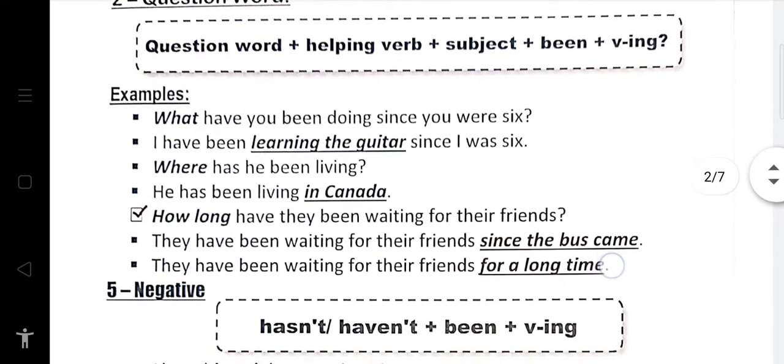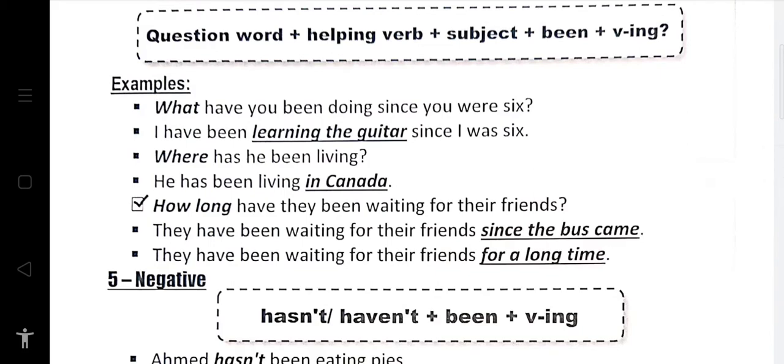Let's see some examples. What have you been doing since you were 6? I have been learning the guitar since I was 6. Where has he been living? He has been living in Canada. How long have they been waiting for their friends? They have been waiting for their friends since the bus came. They have been waiting for their friends for a long time.